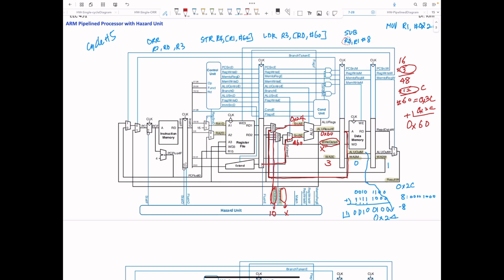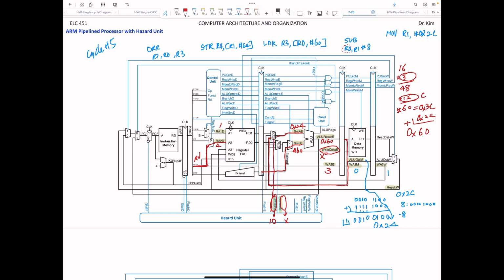For the STR stage, we need to have RA1D, which is R1. So it should be 1. And then R2, there's RD. So that should be 4. If you look at the data sheet, RD is bits 15 through 12. So 15 through 12 is going to come here. So now let's work on cycle number 6.